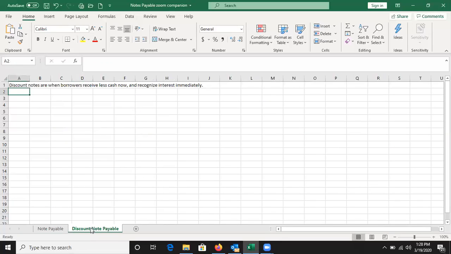So I'm going to click over here. So discount notes are when borrowers receive less cash now and recognize interest immediately. Okay. So instead of receiving a full amount of cash, you receive less, you recognize interest immediately, and then when you have to pay the note, you pay back the full amount of cash. We're going to see that makes sense right now if that was a little confusing.